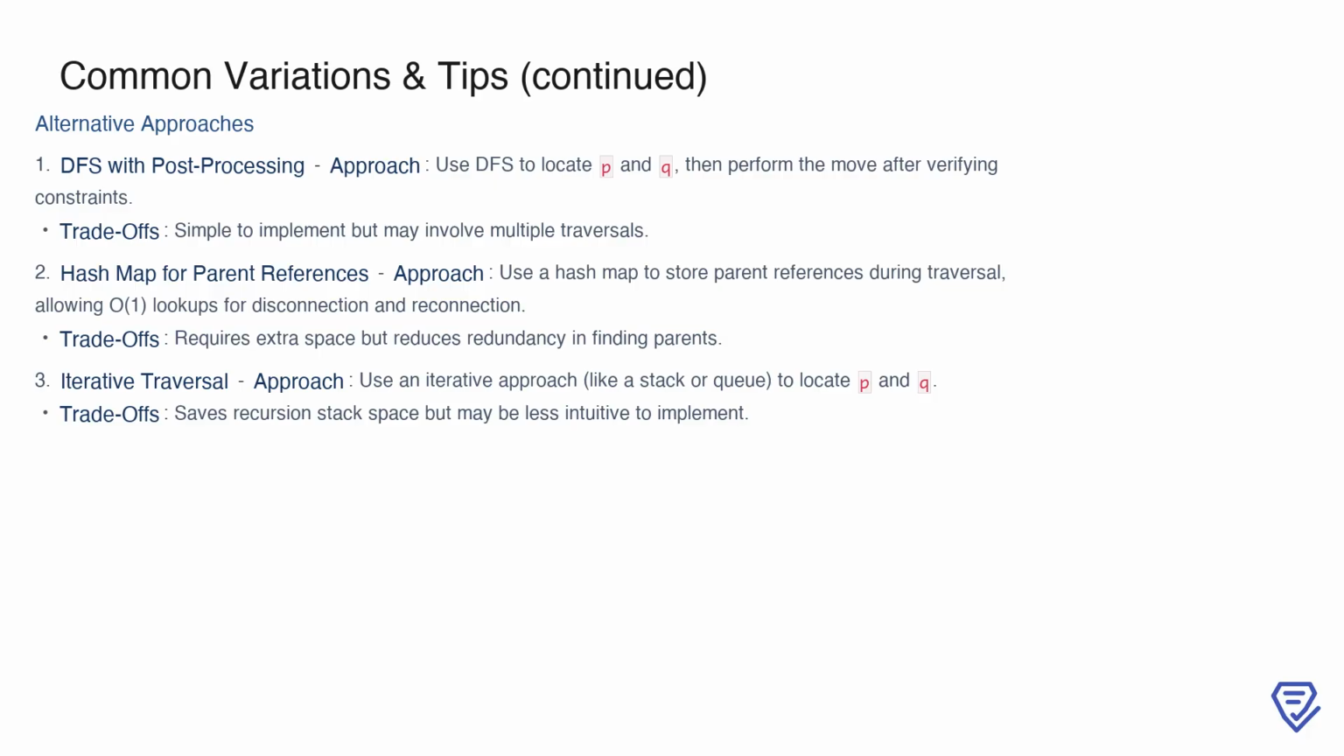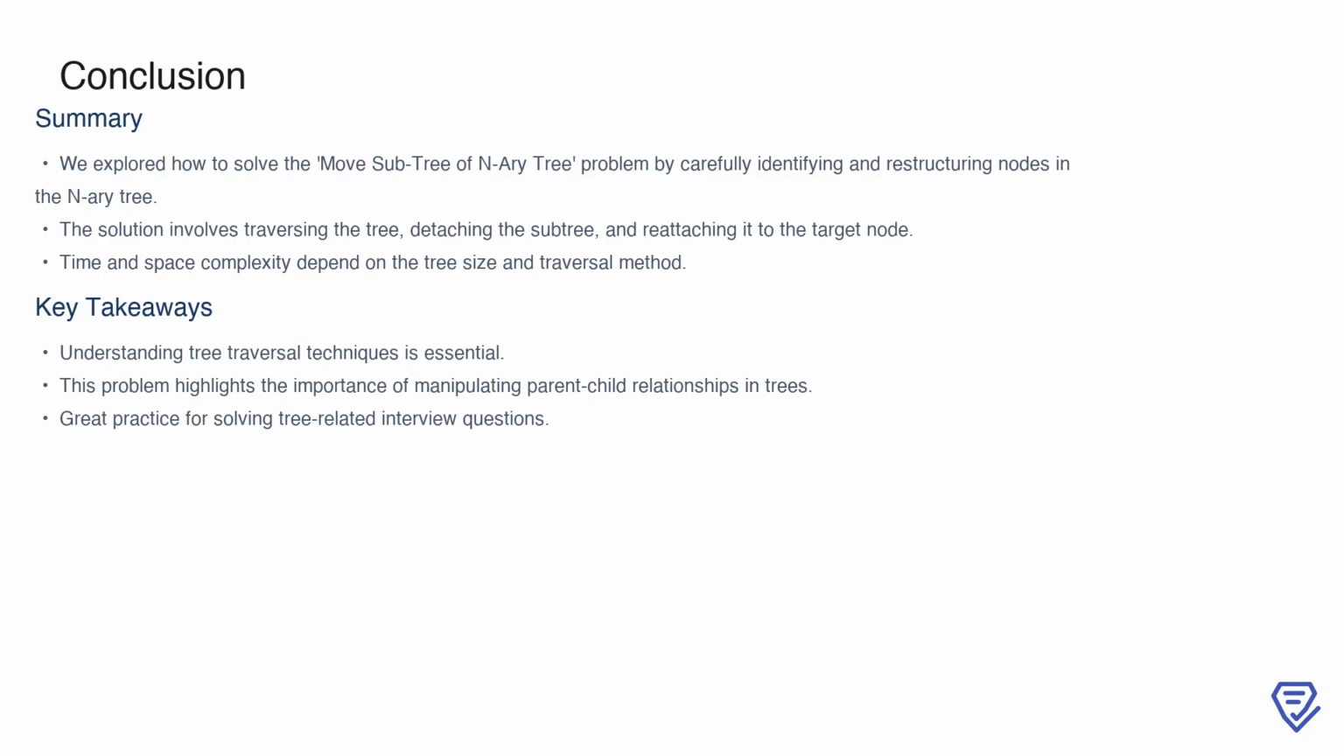Finally, you could use an iterative traversal, such as a stack or queue, to locate P and Q. While this method saves recursion stack space, it may be less intuitive to implement compared to DFS. Choosing the right approach depends on the problem constraints and your familiarity with these techniques. Great job following along. To summarize, we tackled the Move Subtree of N-Ary Tree problem by focusing on tree traversal and node restructuring. This is an excellent problem for honing your tree manipulation skills.